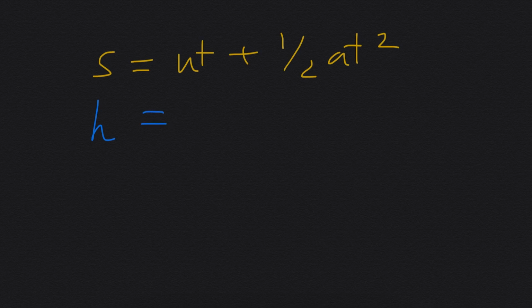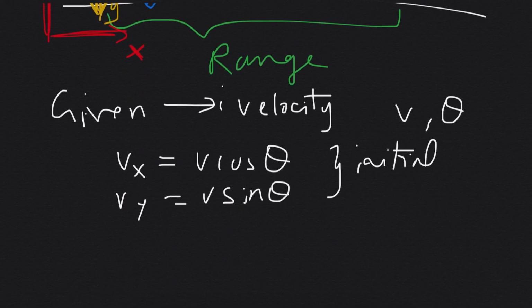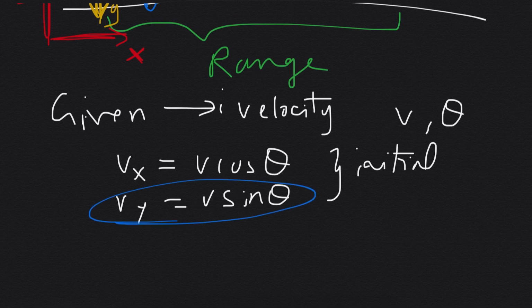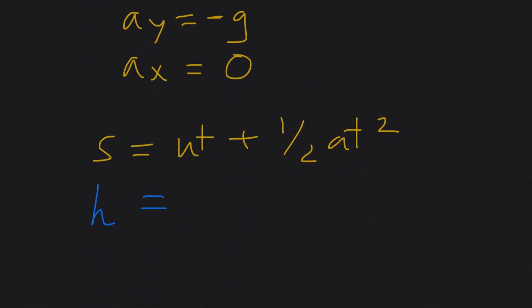Now what would u be? U represents initial velocity. We only want the initial velocity in the y direction. And remember, that was given to us up here. v_y was equal to v sine theta. So we're just going to take that: v sine theta. Now time. Is time in the x or y direction? No. Time is always just time. It's universal. Well, at least for now. So this is v sine theta times time plus 1/2 a.